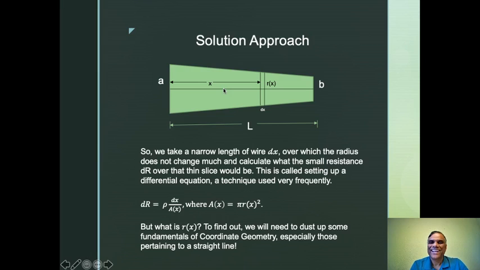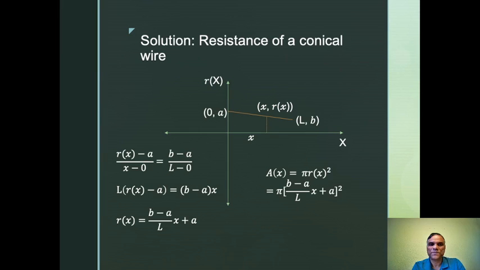Okay. So, but what is r(x)? How do we relate the radius at any point x to x itself, right? How do you do that? So again, we will need to go into some math here, okay, some basic coordinate geometry and straight lines in order to understand the relationship between the radius at some x and x itself, okay. So let's see how we do that.